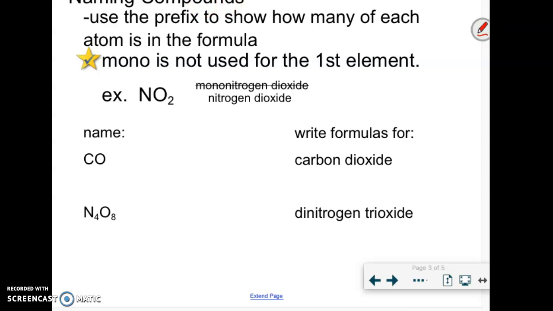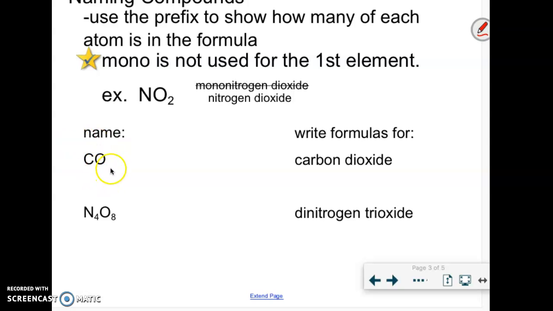But when we name covalent compounds, we use the prefix to show how many of each atom is in the formula, okay? One of the rules is that mono is not used for the first element. So as an example, if we have NO2, we know that this is covalent because N and O are both nonmetals. There's 1 nitrogen here because there is no subscript there. And remember, when there's no subscript, you assume that it's a 1. So you'd want to think, oh, it's mononitrogen. But no, we don't use mono for the first element. So it's just nitrogen. There's 2 oxygens. 2 from the prefix from before is di. So you put that in front, and so it's nitrogen dioxide.